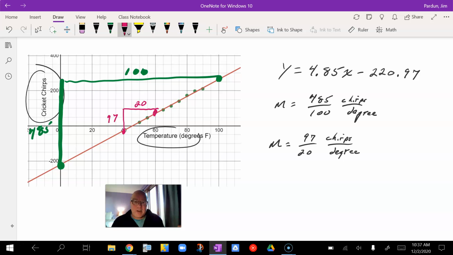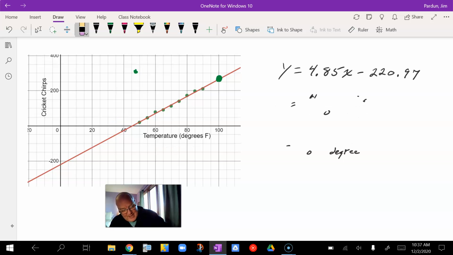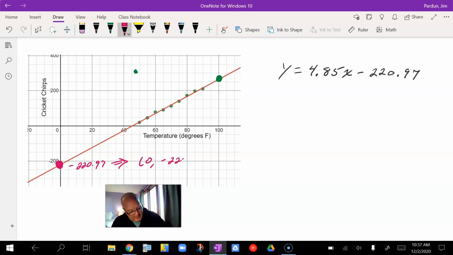Now to interpret the y-intercept, let's shift gears here. We're going to interpret the y-intercept. So I'm going to erase all this. And the y-intercept of this problem is negative 220.97. What does that mean? That means on the graph, the intersection down here is at negative 220.97. Or if I write that as an ordered pair, it's (0, negative 220.97). This is an x value, that's a y value. So how do I interpret that? Well, at 0 degrees, because x is degrees, there's going to be negative 220.97 chirps.